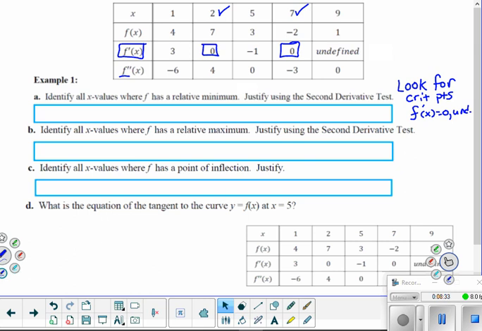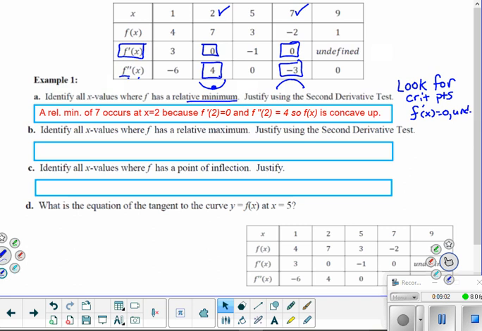So let's roll to the second derivative test, and I've got a positive second derivative. That means I'm concave up there. And I have a negative second derivative, so that means I'm concave down when x is 7. Where would I have a relative min? Right here, wouldn't I? So I love the pictures for second derivative. Concave up gives me a relative min.